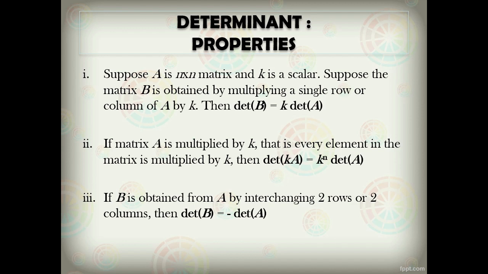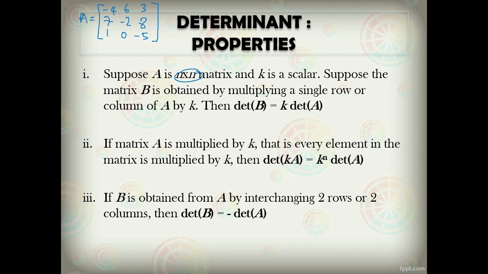Why is it a square matrix? Because you have an n by n matrix, and you have k as a scalar. And you have matrix B, which is obtained by multiplying k to any single row or column of matrix A. Then if you are asked to find the determinant of matrix B, it is equivalent to multiplying the scalar to the determinant of matrix A.